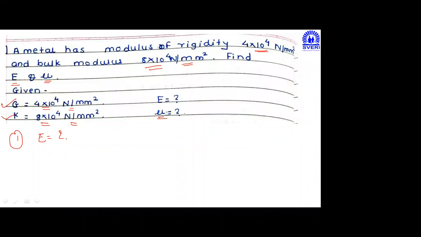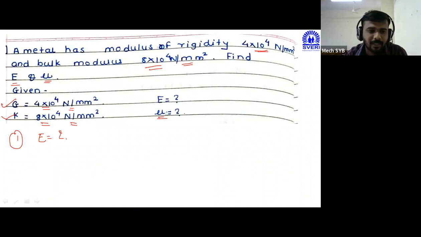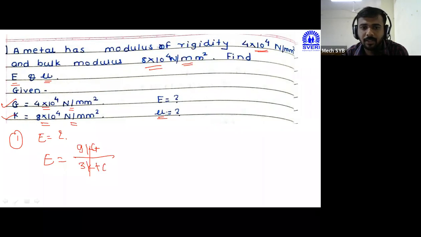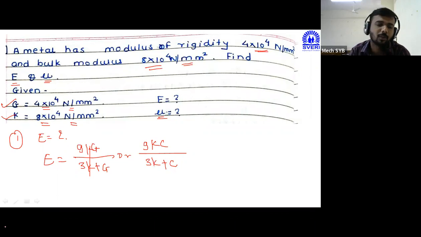9kg by 2k plus g. Yes, correct. If you think about the relations among the three elastic constants, there is one relation in which there is no mu parameter. That relation is E is equal to 9kg divided by 3k plus g. So this is the common relation. In this relation, we do not need any kind of mu parameter.